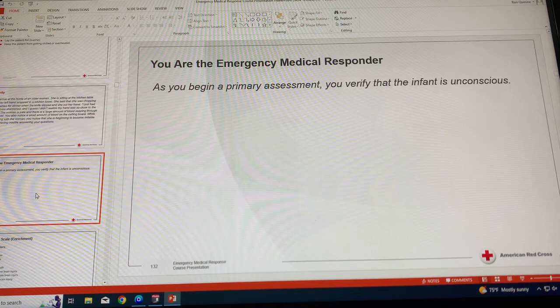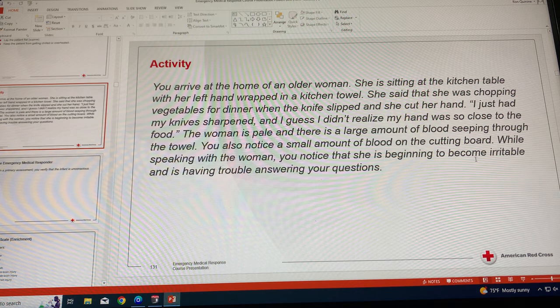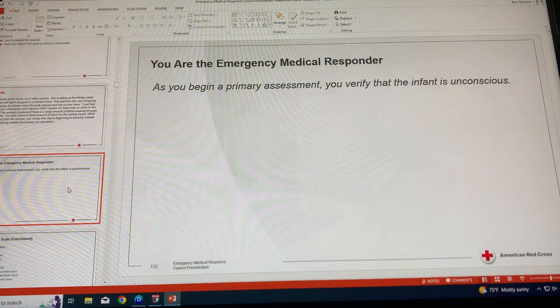Okay, so that is the scenario that we're going to discuss while we're in person, okay? Remember, she's irritable and having trouble answering the questions. And she has blood leaving. We just discussed in previous chapters how lack of responsiveness can be dealing with possible shock or other issues. So just keep that in mind.